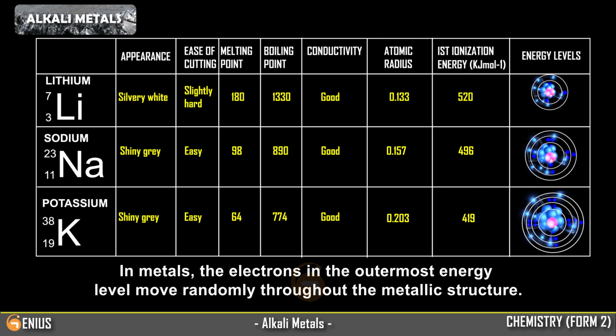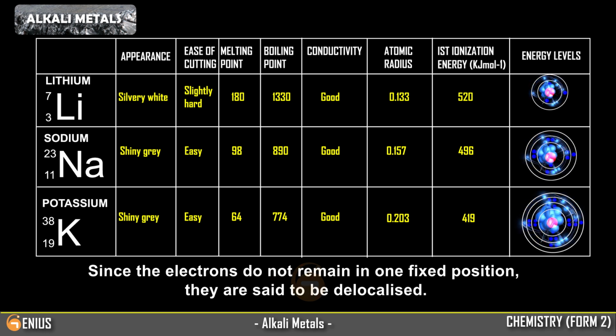In metals, the electrons in the outermost energy level move randomly throughout the metallic structure. Since the electrons do not remain in one fixed position, they are said to be delocalized.